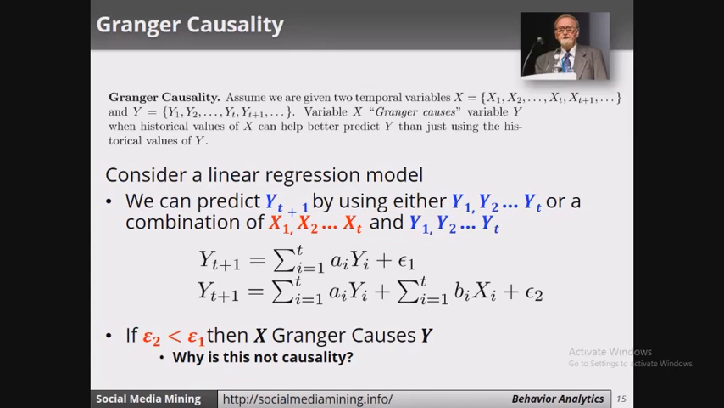So instead of just considering the historical values of y, that is the previous salaries of the outgoing students, I will also consider the other aspects that help them get placed, to predict the salary of the current ongoing batch. So here, if error 2 is less than error 1, then X Granger causes Y, right? So this is the example for Granger causality.